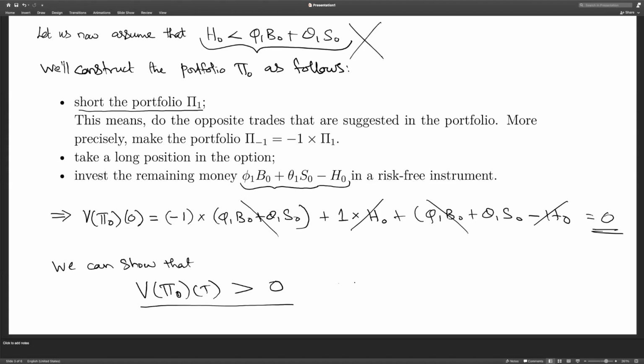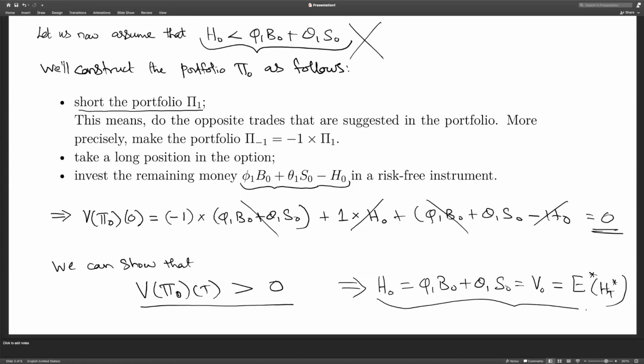Both cases imply that you are only left with the case when H naught is equal to phi 1 B naught plus theta 1 S naught, and therefore that is nothing but your V naught, and V naught we have rewritten as E star of H star T. So you take this value as your option price.